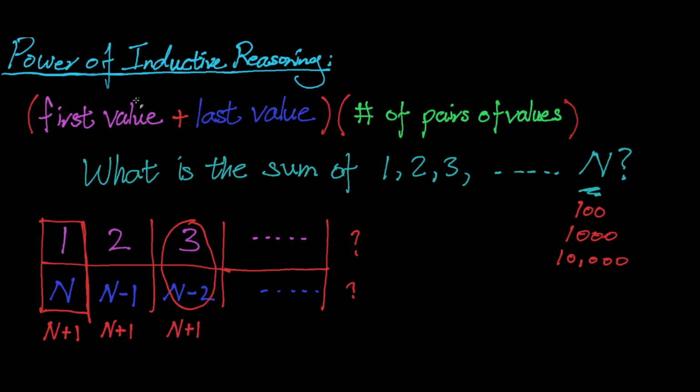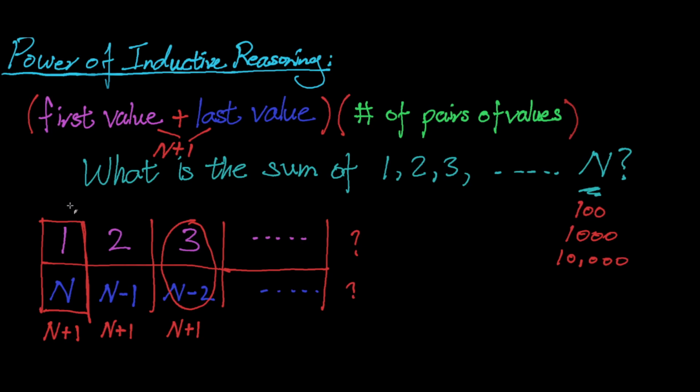And we can say in general, whenever we add the first value and the last value together, we would definitely get, in this case, n plus 1. So let's take a look at the pairs of values. How will we figure out the pairs of values in this case?